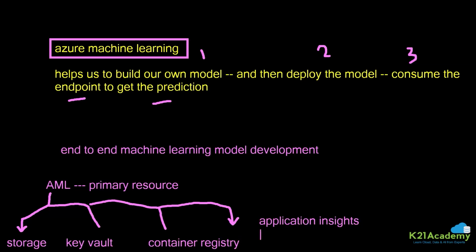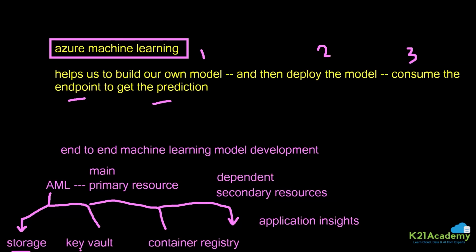So again, I'll repeat. When you create Azure Machine Learning primary resource, it creates on its own some secondary resources. Some secondary resources are by default going to get created. That means this is the main resource and this is a dependent resource. So I can call this primary resource as independent resource, or I can say you can call this as main resource, and these are known as dependent resources. So what are the dependent resources?